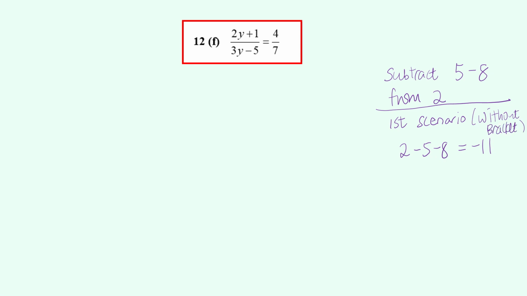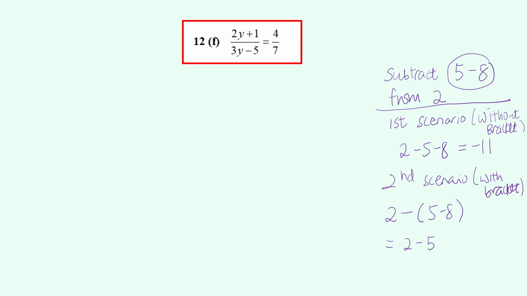So the second scenario is with bracket. So it means I take 2 minus bracket 5 minus 8. Because there are 2 terms here, so bracket it. You can just simplify what is inside the bracket first, right? 5 minus 8 would just be negative 3. So negative and negative become positive, gives you 5, right? So which one is the correct answer?